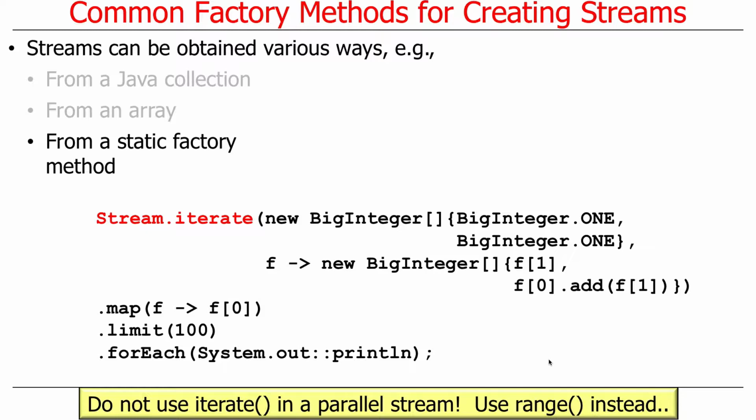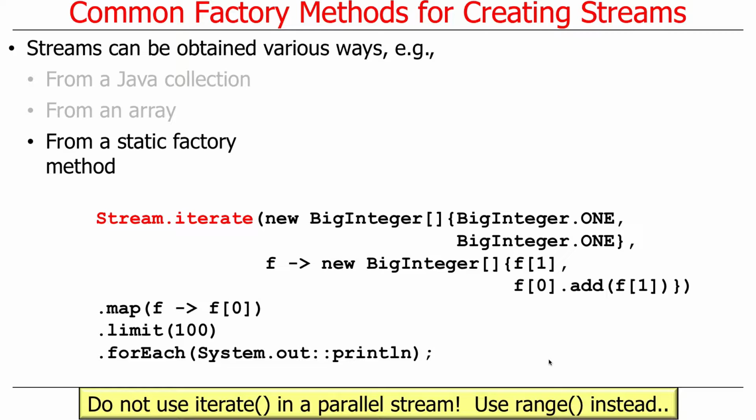Now here's a more interesting static factory method that can be used in some cases quite nicely, but you have to be careful with this. So let me first explain how it works, and then I'll give you the caveat. Don't use this for parallel streams. You should only use it for sequential streams. It'll work with a parallel stream, but it'll be really, really inefficient. So use the range method instead.